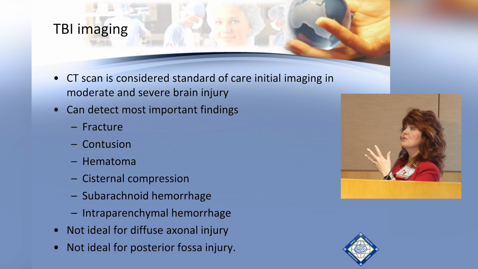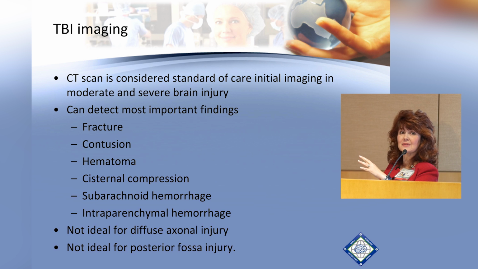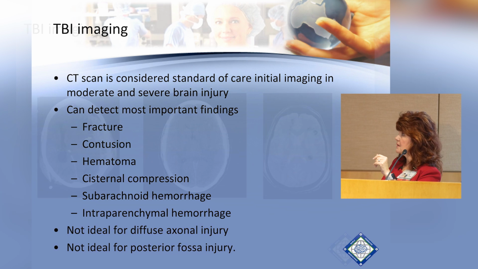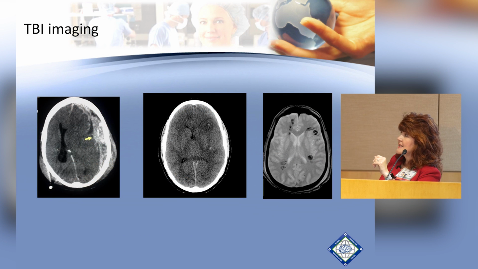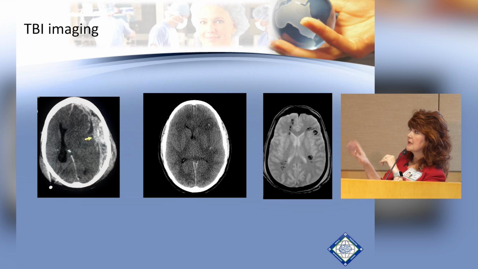It can detect the most important findings, which are fracture, contusion, hematoma, cisternal compression, subarachnoid hemorrhage, and intraparenchymal hemorrhage. It's really not ideal for diffuse axonal injury, and I'll show you some examples of that. We really want an MRI, and there's a huge difference in the way it looks. So this is an example of what you can see on a CT scan. What you see on this CT scan, the one on the far left, is a subdural hematoma.